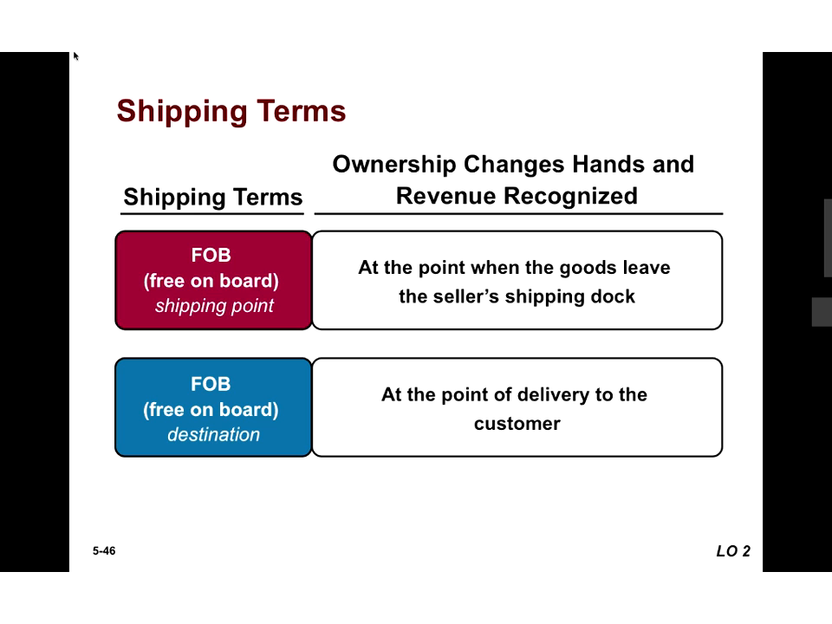FOB destination would be, if it ships FOB destination, title doesn't transfer until you get it. So that's a different set of circumstances. So you basically recognize revenue when the title transfers. So either at the destination or at the shipping point. So shipping point is at the seller's place of business, destination is at the buyer's.